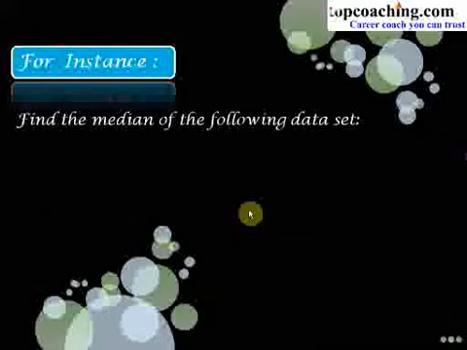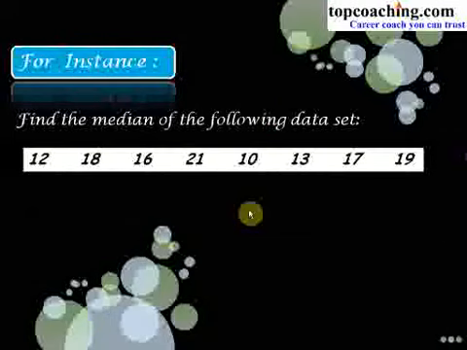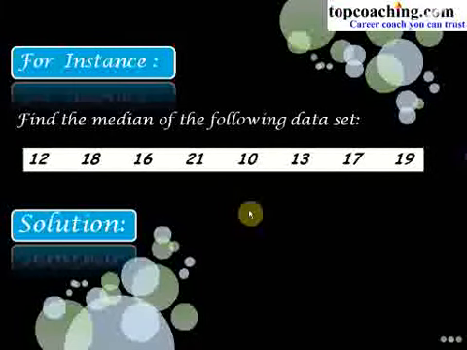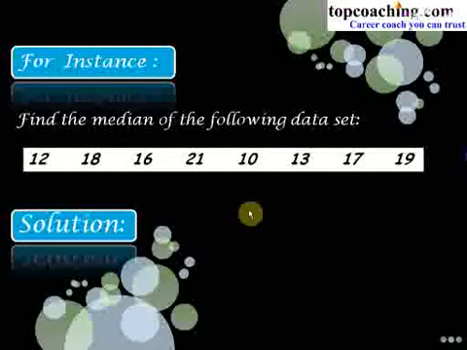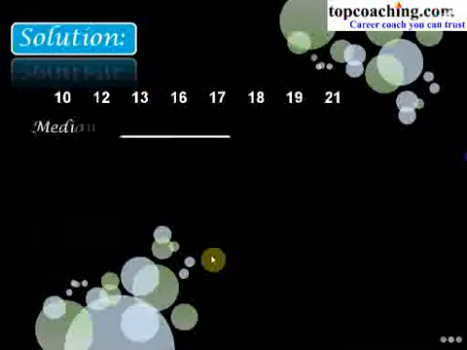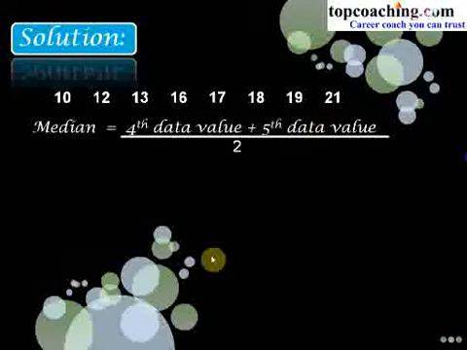Now let us take an example. Find the median of the following data set: 12, 18, 16, 21, 10, 13, 17, 19. What is our first step? First we arrange this data in ascending order like this: 10, 12, 13, 16, 17, 18, 19 and 21. Here we have a total of 8 observations, and 8 is an even number. So we apply the formula: median equals the n by 2th observation plus the (n by 2 plus 1)th observation.